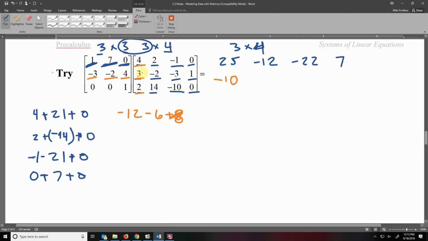Okay, second row by the second column. Negative 3 times 2 is negative 6. Negative 2 times negative 2 is positive 4. Positive 4 times 14 is 56. Okay, so we've got negative 6 plus 4 plus 56, and that is 54.